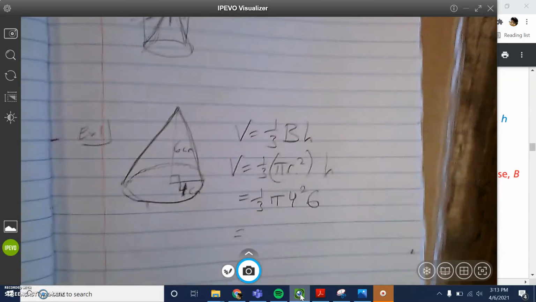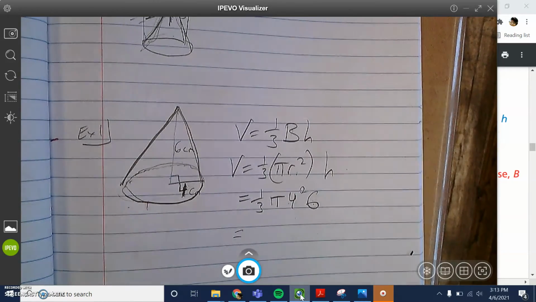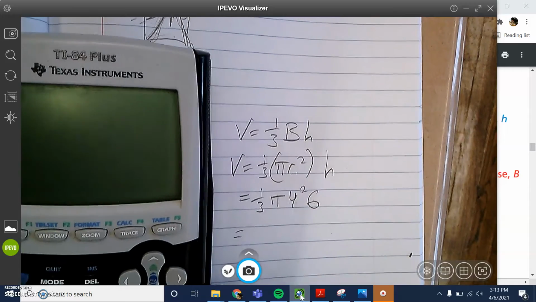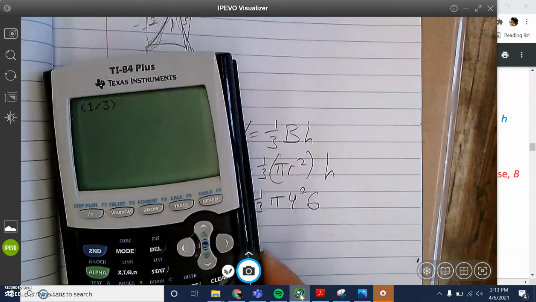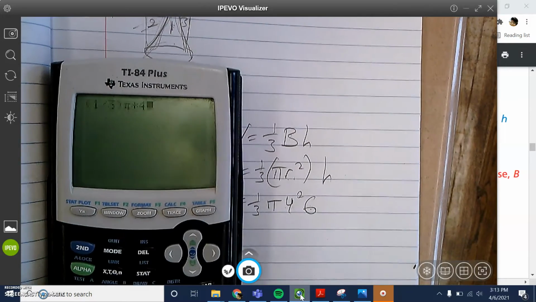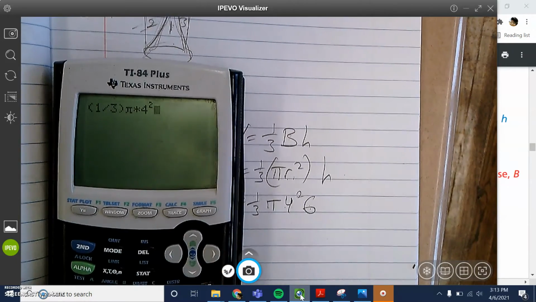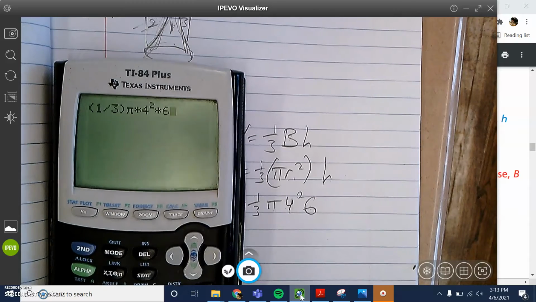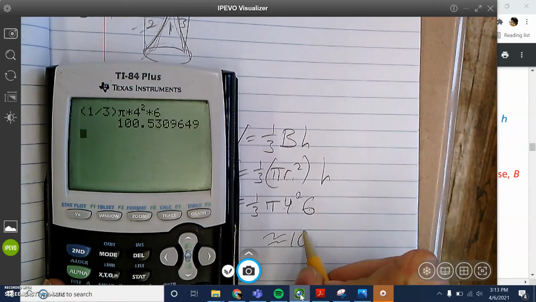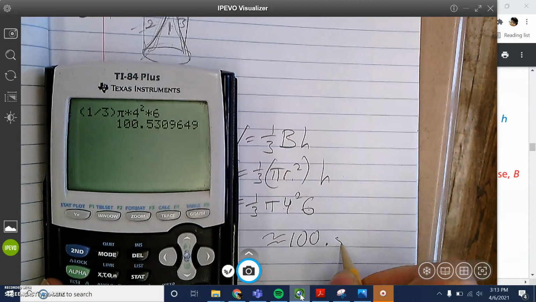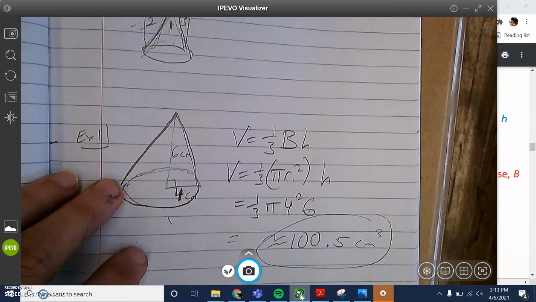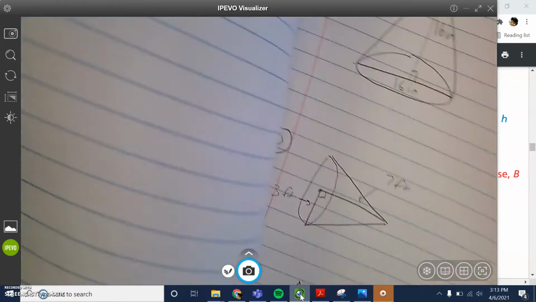Okay, let's put this in our calculator. 1/3 in parentheses times pi times 4 squared times 6. I got approximately, because I'm estimating to the nearest tenth, 100.5 centimeters cubed. There you go. 100.5 centimeters cubed. All right, let's try another one.